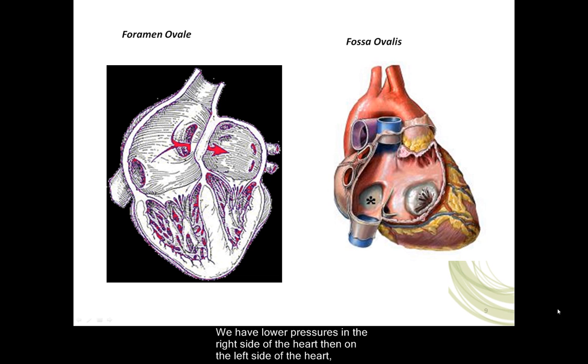We have lower pressures in the right side of the heart than on the left side of the heart, and therefore this now closes the flap that is found in the left atria of the foramen ovale against the interatrial septum, and with time this flap should seal. And this now generates the fossa ovalis.